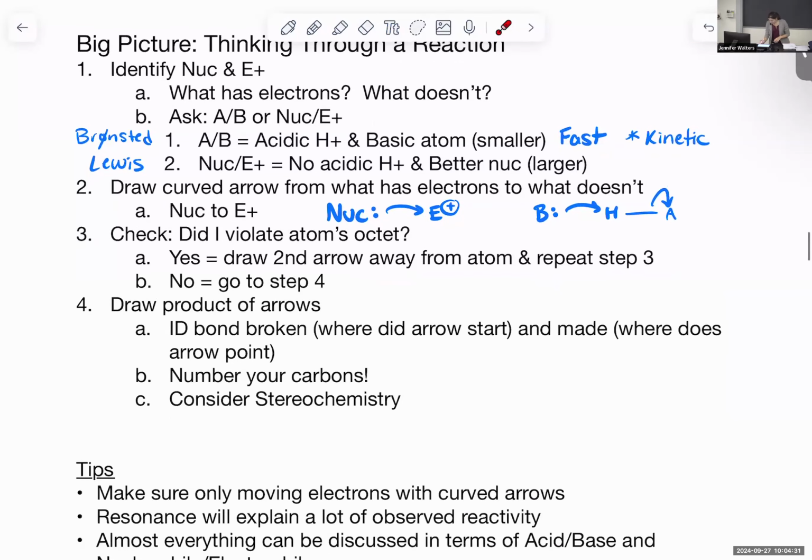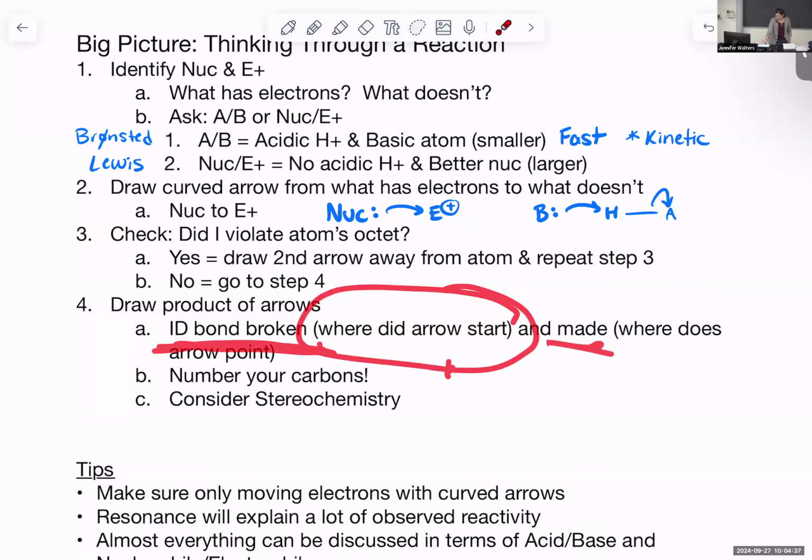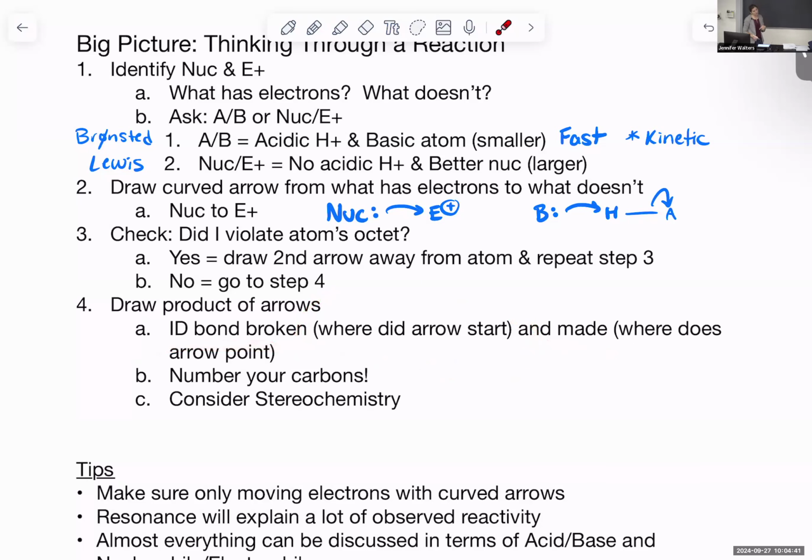Some key tips: identify the bonds that are being broken and the ones that are made. Where did my arrow start? Your arrow starts at an atom and goes to an atom that is making a bond. If your arrow starts at a bond, it goes to an atom and is breaking a bond, because it all depends on the flow of electrons.